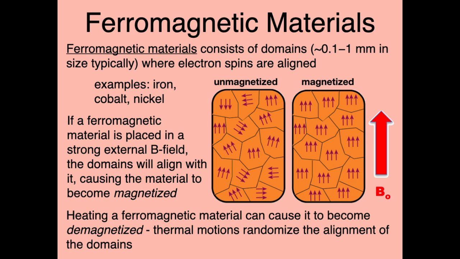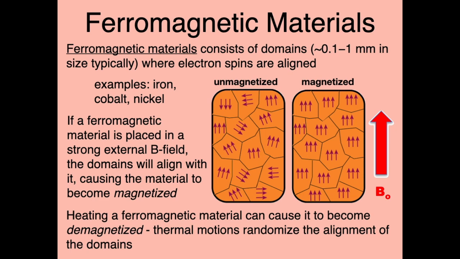So now, when we've magnetized it, all of these domains are pointing in the same direction. And now what we have done is we've magnetized the material. Okay, so this is how you make a bar magnet. Basically, you just take some chunk of iron or cobalt or nickel, you put it in a really strong magnetic field, you magnetize it, and now you've got a nice bar magnet.